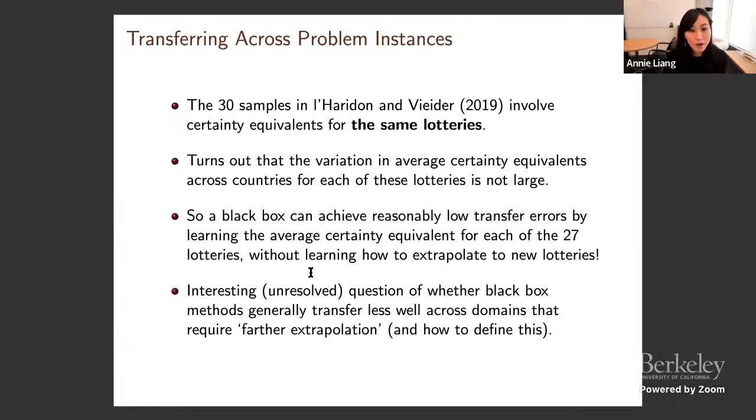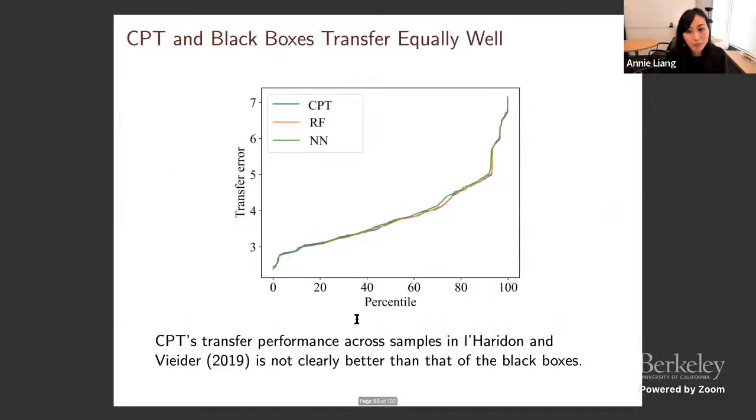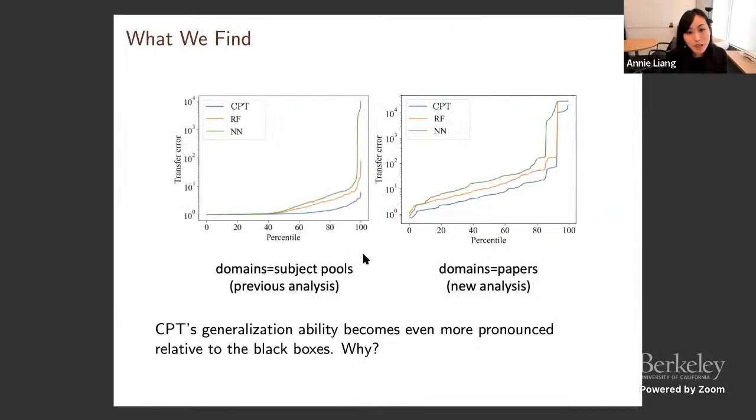right? On the other hand, when we're transferring across papers, now actually the X space is different across, so for us that means the set of lotteries, but that's going to be different across the different samples. And that's exactly when the black box method does worse. So this upper tail is consisting of transferring across these very different sets of lotteries. So our understanding is that that's really what's tripping up the black boxes compared to the economic models.